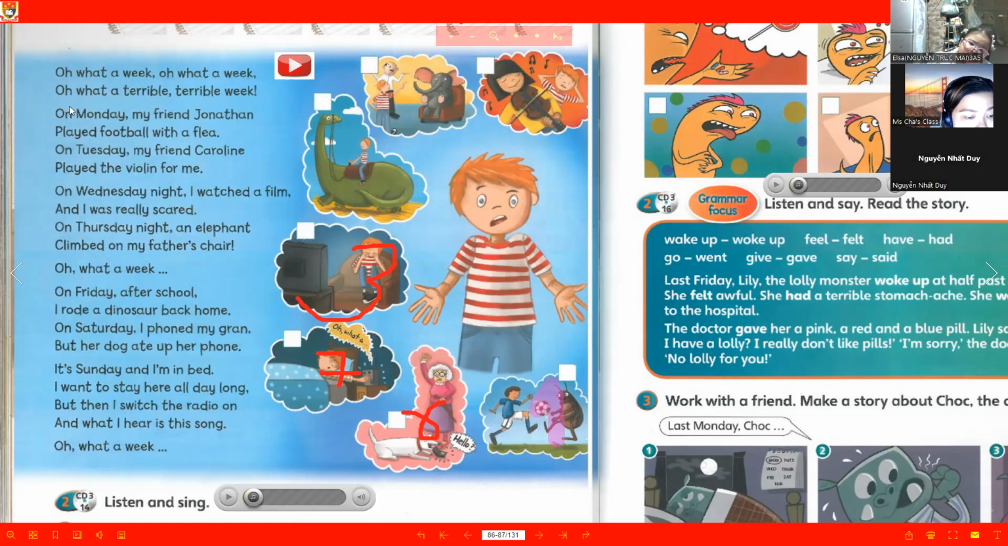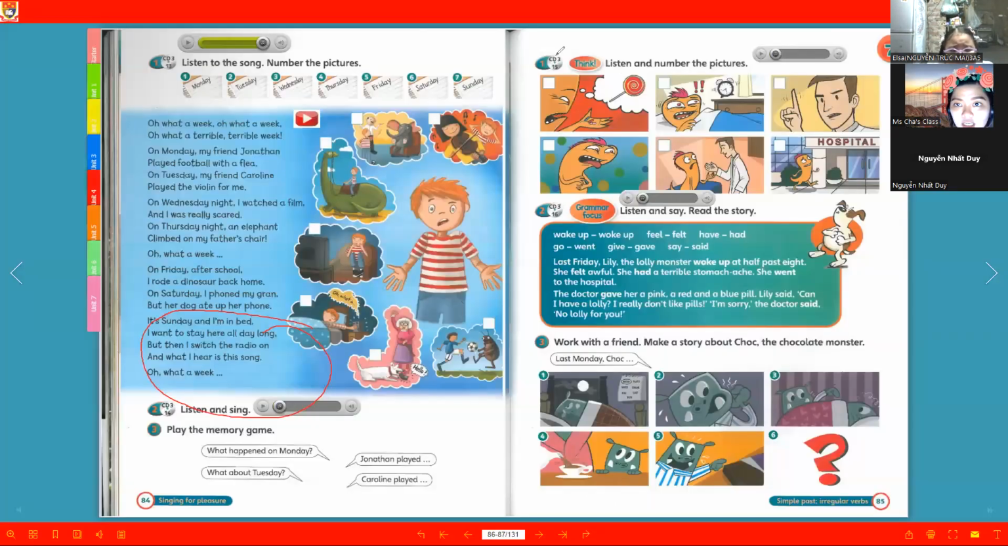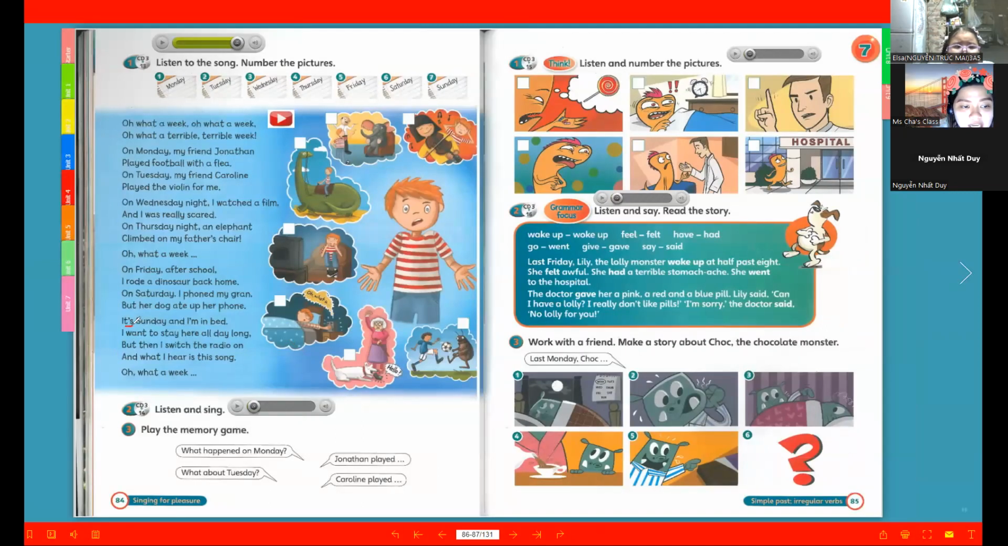He wanted to stay up late all day long. It's Sunday, so it's going to be in the present form. See, it's Sunday. It is Sunday. And he is in bed. He wants to stay here all day long, but then he switches the radio on and what he hears is this song. So again, we're going to make this in present simple because in here we have the verb to be, is, indicating that the action is in the present, right?